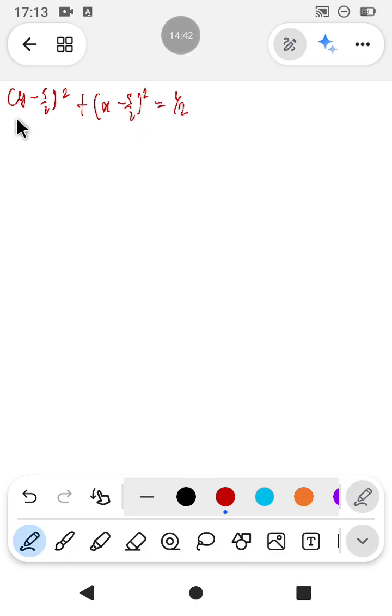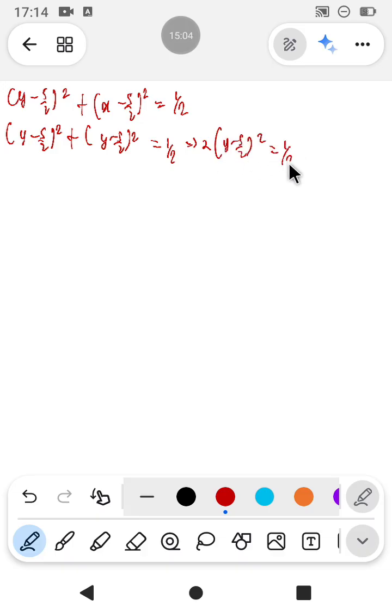So if you substitute x to be y, anywhere you see x, you put y. So (y minus 5/2) squared plus (y minus 5/2) squared is equal to 1/2. This will give us 2 times (y minus 5/2) squared, which is 1/2. So you can divide both sides by 2. We have (y minus 5/2) squared is equal to 1/4.